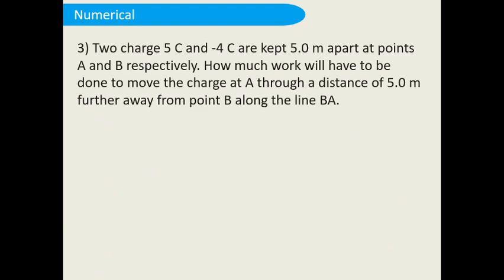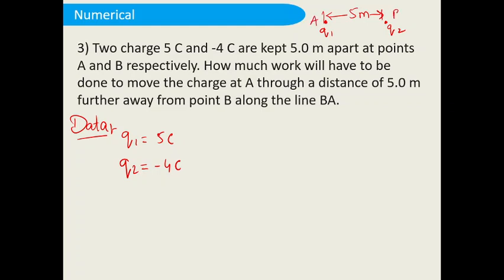Next question is two charge 5 coulomb and minus 4 coulomb. They are kept 5 meter apart. So data given is there are two charges. We can say Q1 and Q2. So Q1 is 5 coulomb and Q2 is minus 4 coulomb. They are kept at 5 meter apart. So we can say this is Q1, this is Q2, and the distance between them is 5 meter. Apart at points A and B respectively. So this is point A, this is point B.